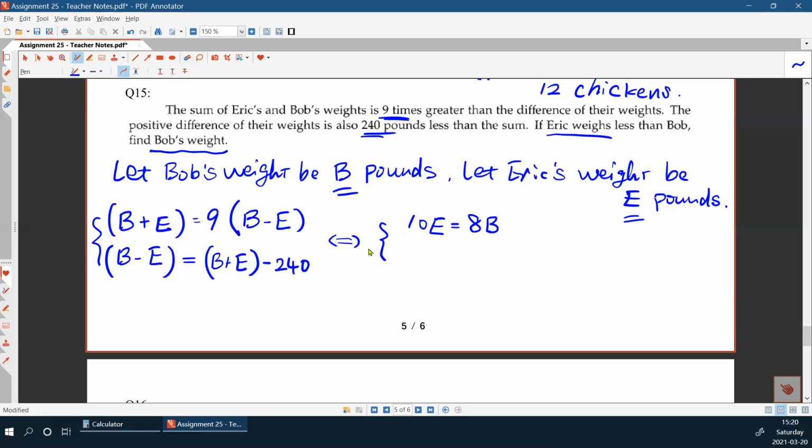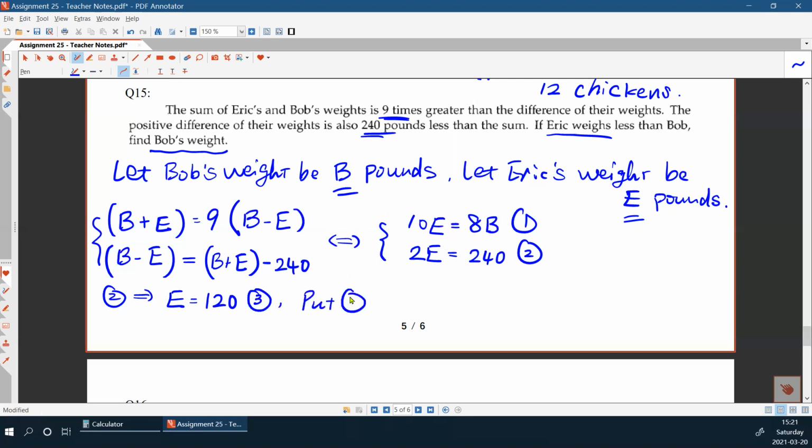And next one, we'll get 2E equals 240, right? Because all the B's there are canceled with each other. Okay, so let's label these 1 and 2 respectively. And from equation 2, we can directly solve that E is 120, right? So let's call this 3.